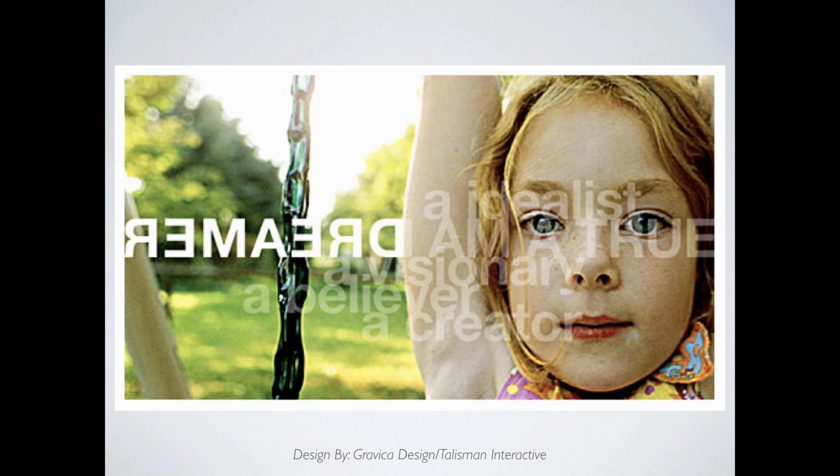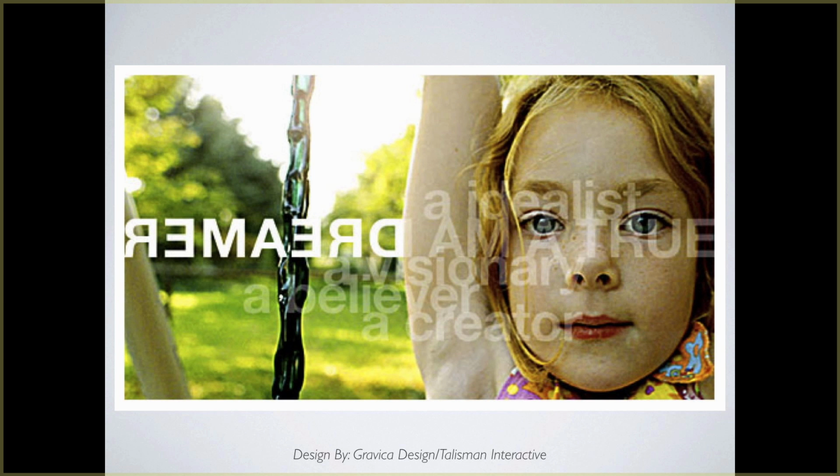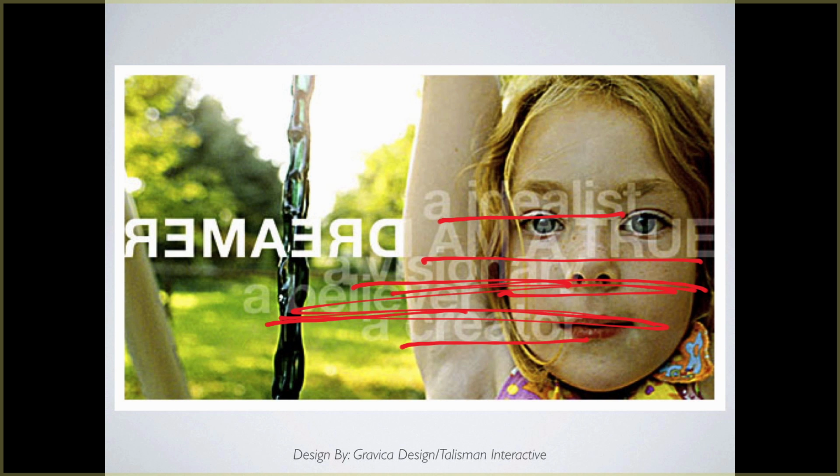I really like this particular poster. I think it's a really good example of using horizontal versus vertical elements. So as we look at this, all the text, right, an idealist, I am a true, a visionary, a believer, a creator, they're all strongly horizontal elements. Then we have this one critical vertical line. That happens to be the mirror line for the text too. And it drives you right into this point.